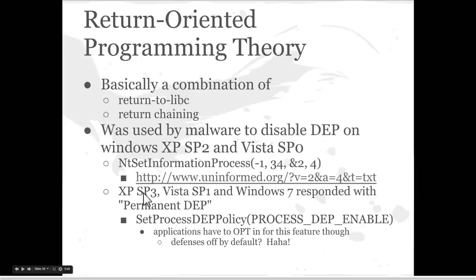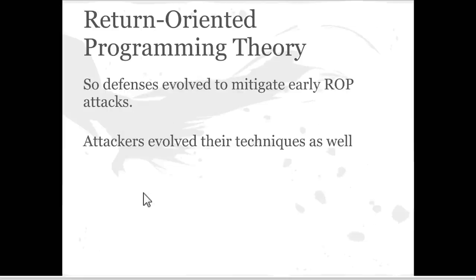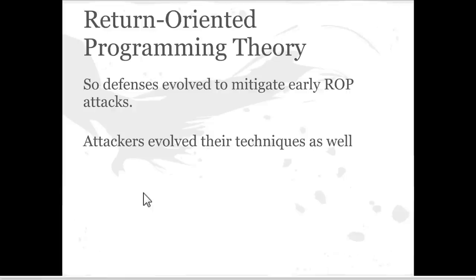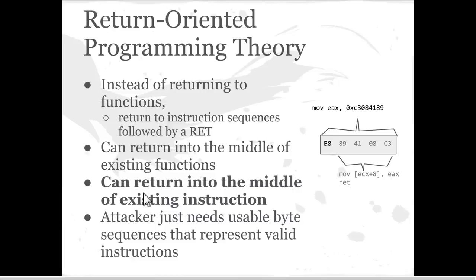To respond to this, to prevent attackers from just being able to turn off the security, they responded with something called permanent DEP. It's basically the "I really mean it" bit. Don't turn this off. The thing is, applications have to opt into this feature, and it's off by default. And that is unfortunately common, that off-by-default thing where you have to opt in. So defenses evolved to mitigate early ROP attacks, and attackers evolved their techniques as well.